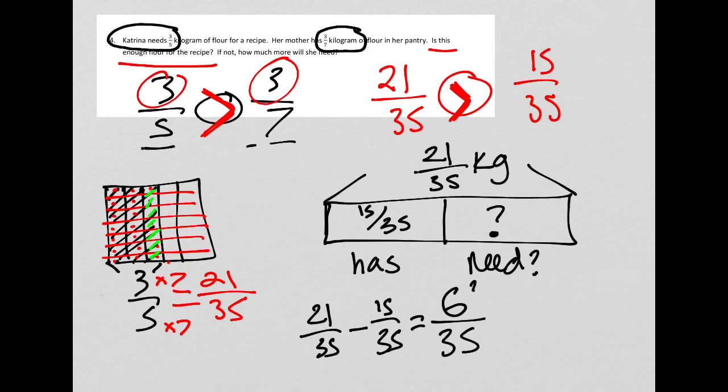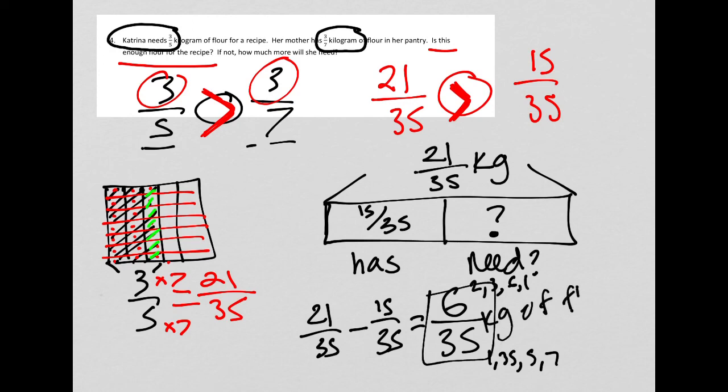Factors of 6 are 1, 2, 3, and 6. Factors of 35 are 1, 5, 7, and 35. So I don't see any common factors. So that means I'm going to end with 6/35 kilograms of flour is what she needs. I would write this out much nicer if I had space. But so she needs 6/35 kilograms of flour for her recipe.